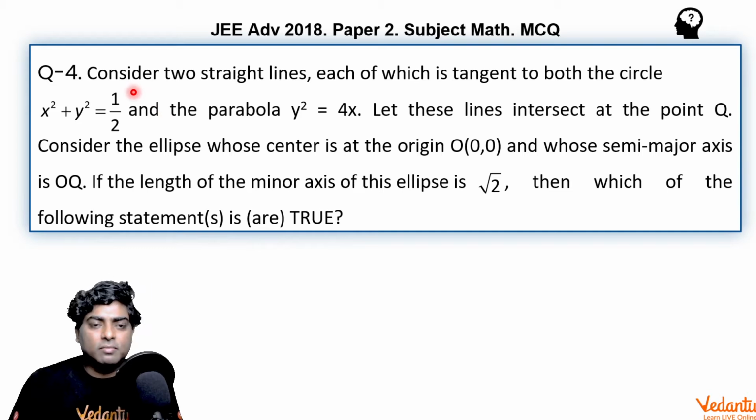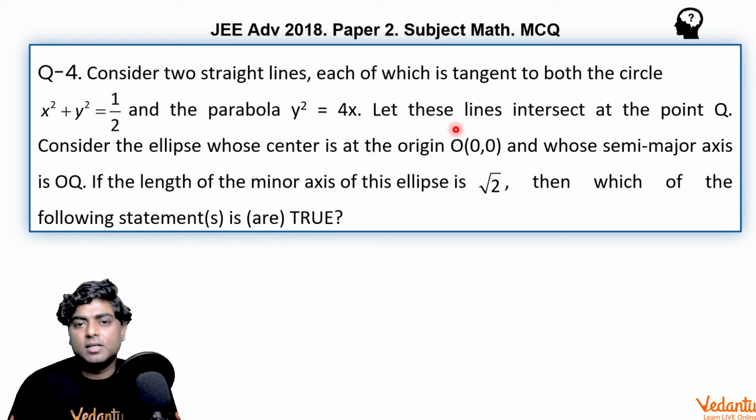So it's a multi-concept problem. Let's see. The question is: consider two straight lines, each of which is tangent to both the circle x square plus y square is equal to half and the parabola y square is equal to 4x. The two curves are given as standard curves, so it's not difficult to deal with them. Let these lines intersect at point Q. Means the point Q is the point of intersection of the two common tangents of the two given curves, circle and parabola.